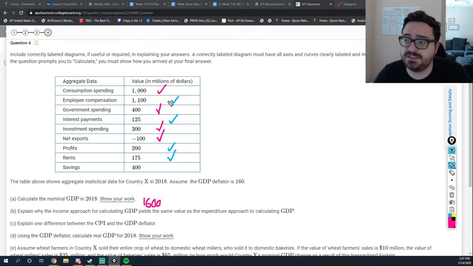If I do it in blue, it's 1,100 plus 125 plus 200 plus 175. 125 plus 175 is 300. 300 plus 200 is 500. 500 plus 1,100 is 1,600. So you would have got the same answer either way, as long as you realize to not do them both at the same time, which, boo. And also, no matter what, don't include savings, because savings don't count for GDP. So 1,600 or 1,600, either way you get the same answer.